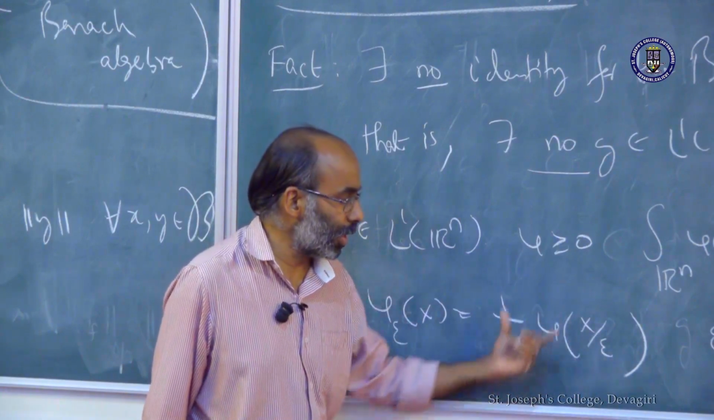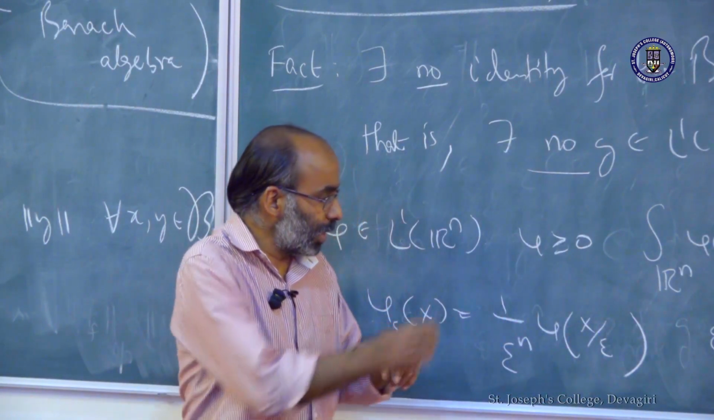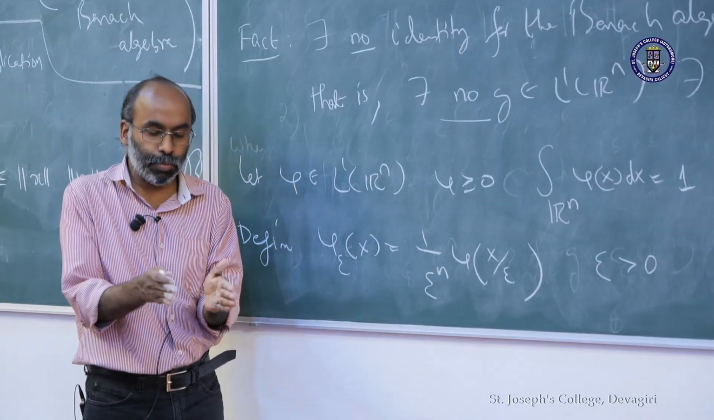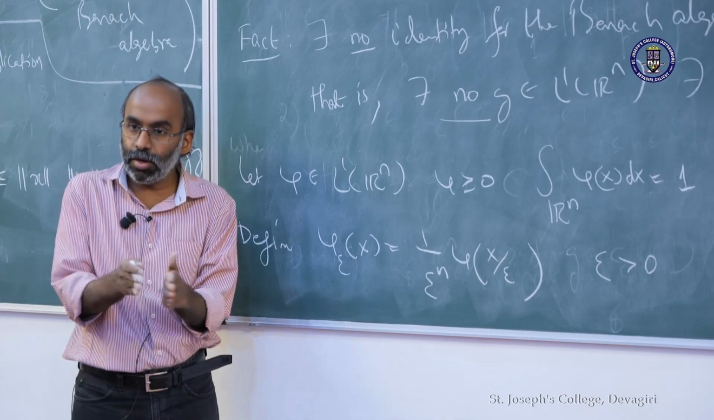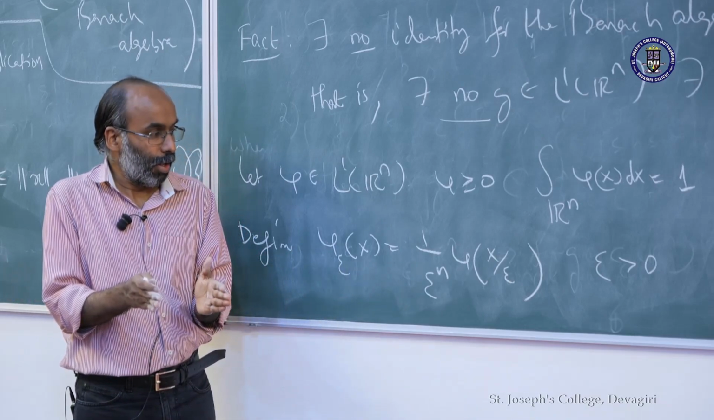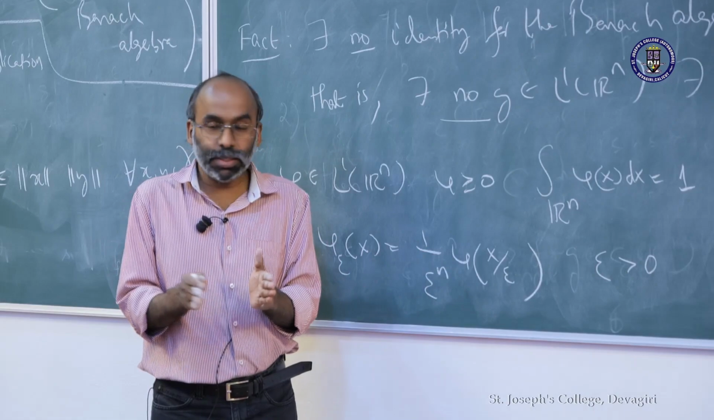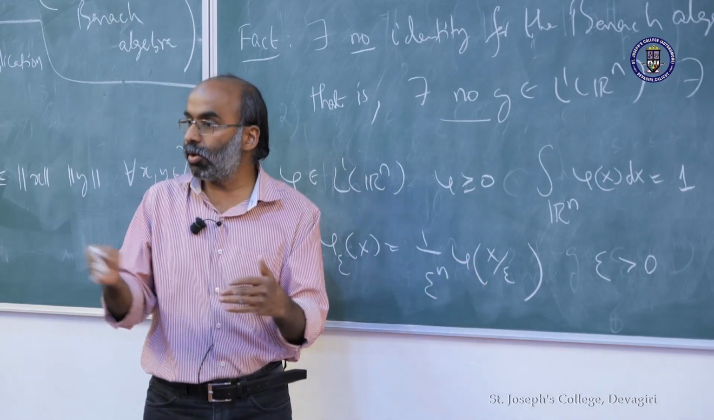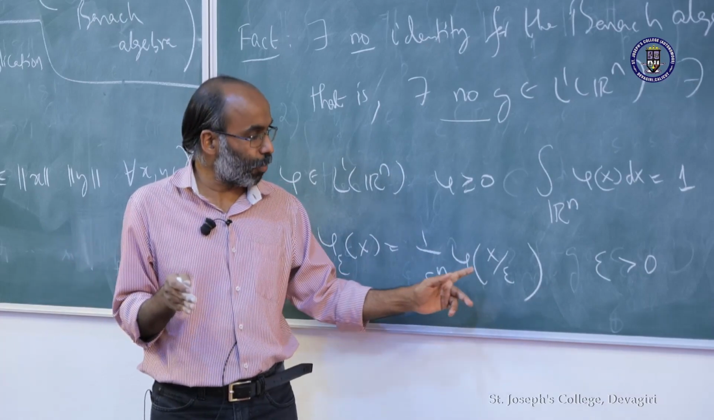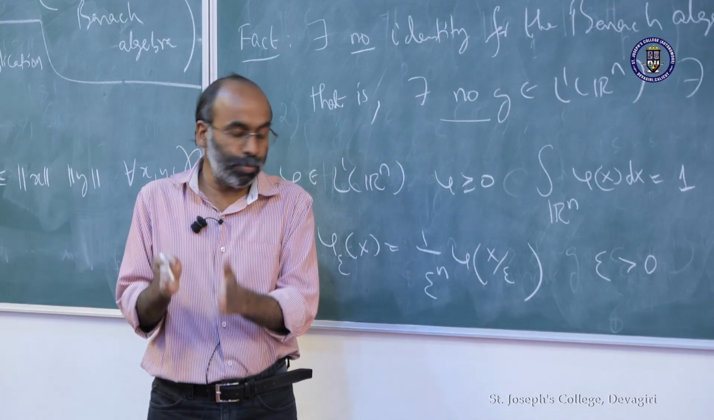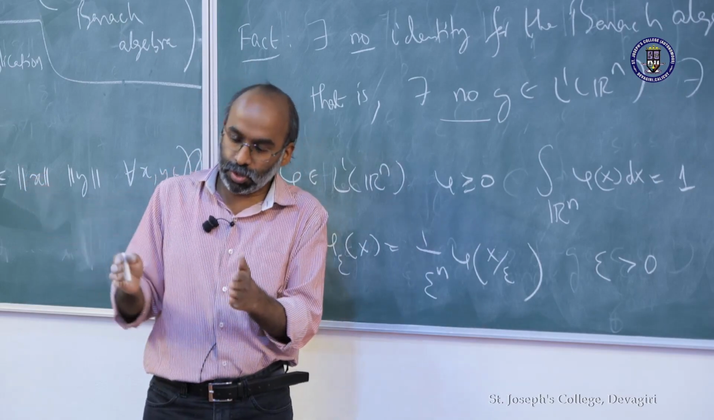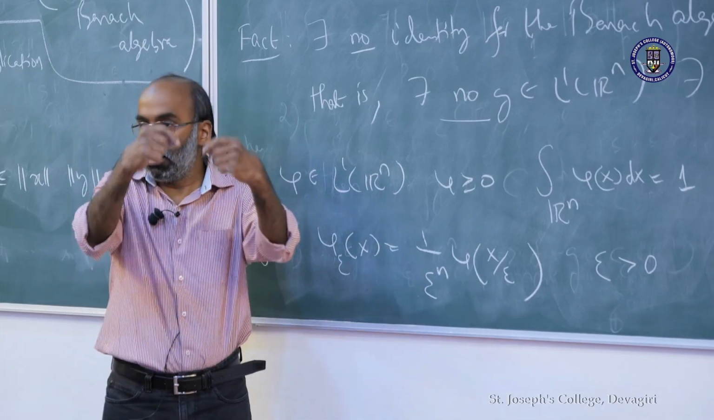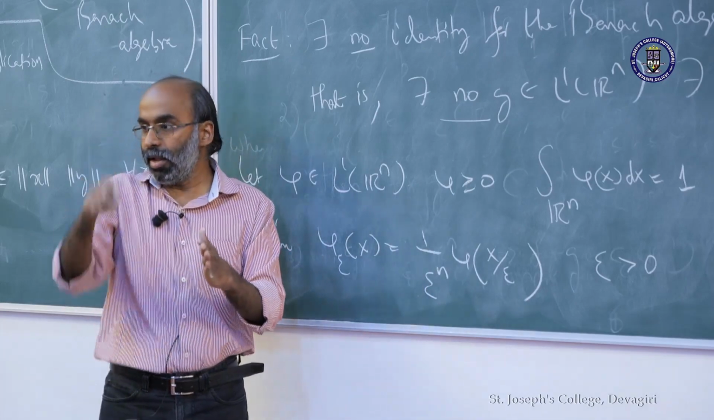This is called a dilation. The original phi is sort of dilated. For example, think of phi as something which is supported in the unit interval on the real line. Then phi of x by epsilon will be supported in the interval minus epsilon to epsilon. You want modulus of x by epsilon to be less than or equal to 1, which is the same as saying mod x is less than or equal to epsilon. So as epsilon goes to 0, the support decreases. But because of this 1 by epsilon, the total area will still be the same.